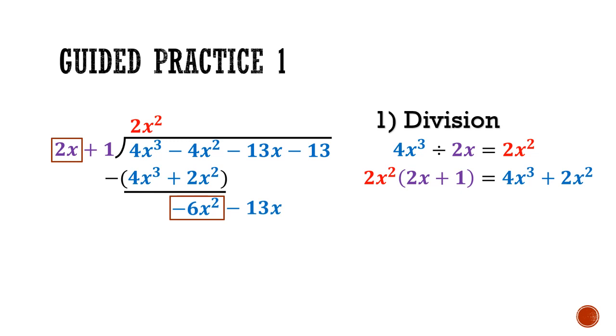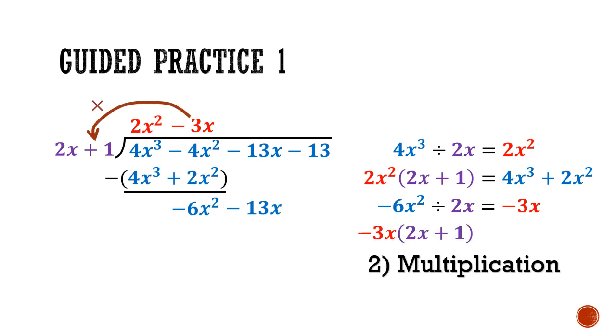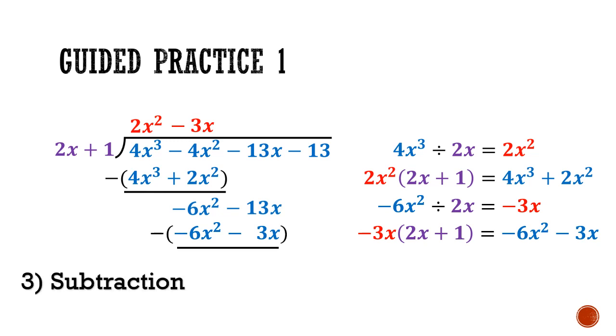Step 1, we divide the leading terms. Negative 6x squared divided by 2x gives us negative 3x. Step 2, we multiply negative 3x by the divisor 2x plus 1. That gives us negative 6x squared minus 3x. Step 3, we subtract negative 6x squared minus 3x from negative 6x squared minus 13x. The negative 6x squared will cancel, and negative 13x minus negative 3x gives us negative 10x, and we're going to bring the negative 13 down.